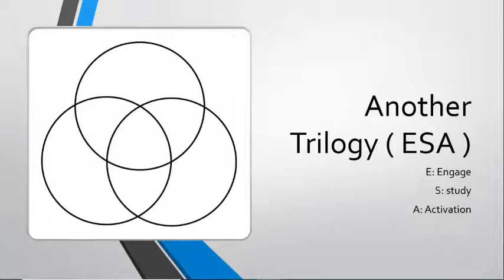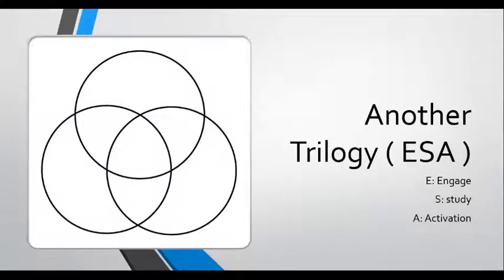The letter A is about activation. In this stage, the students are engaged to use all that they learned before in your class. All that you teach them, they are going to use it. And we have another section that is called the boomerang.